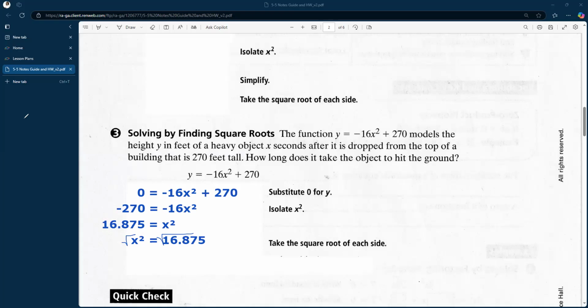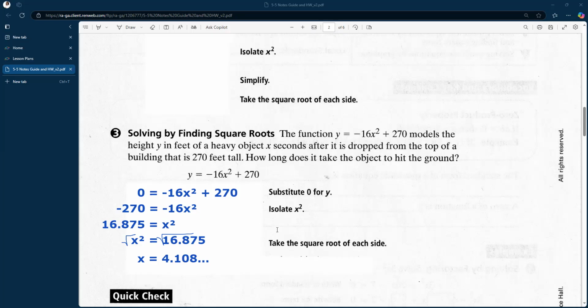Now I'm going to get a number that's irrational because 16.875 is not a perfect square. So I'm going to get a number that is irrational. Lots of decimal places. I'm only going to write about 3 of them. Okay. So, and then I'm going to use that. That is my answer. How long does it take the object to hit the ground?